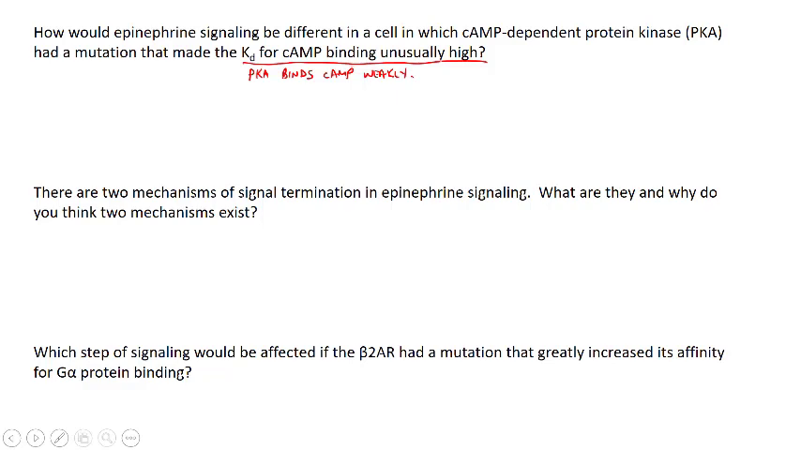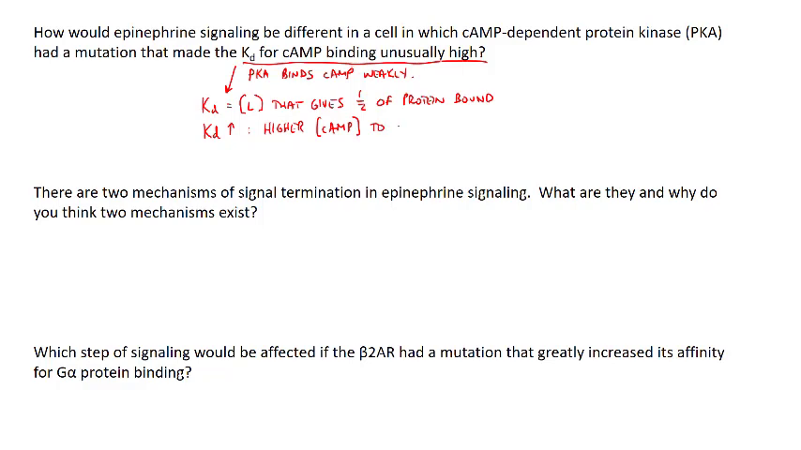So what do you think? How would the signaling be different if PKA bound to cyclic AMP weakly? Well, remember, the KD is the concentration of ligand that gives half of your protein molecules bound. And so if the KD goes up, because that's what weaker binding means, that means that you would need a higher concentration of cyclic AMP to get PKA active.